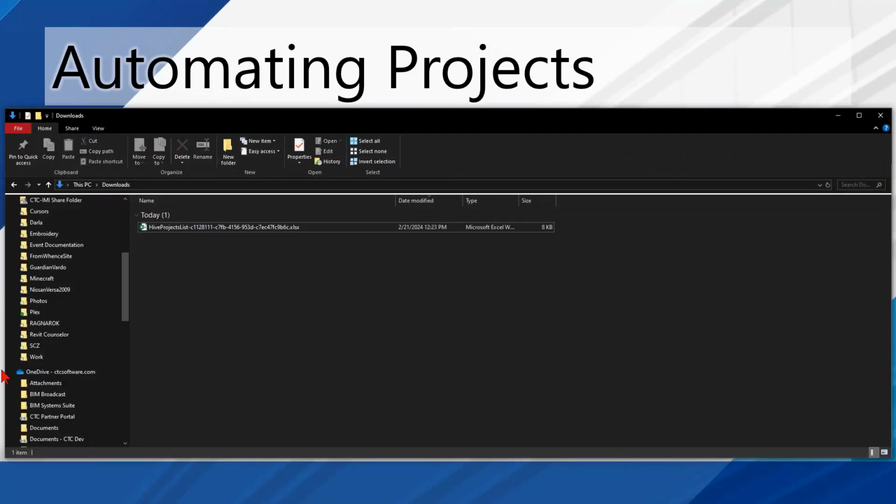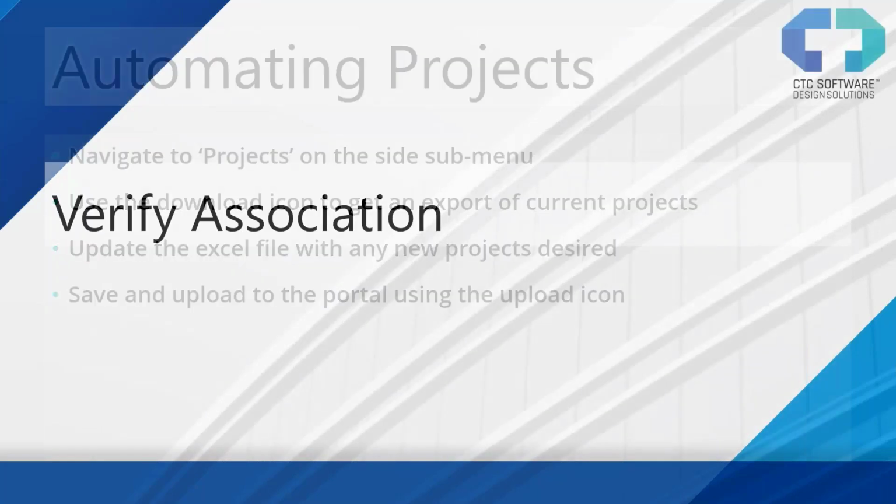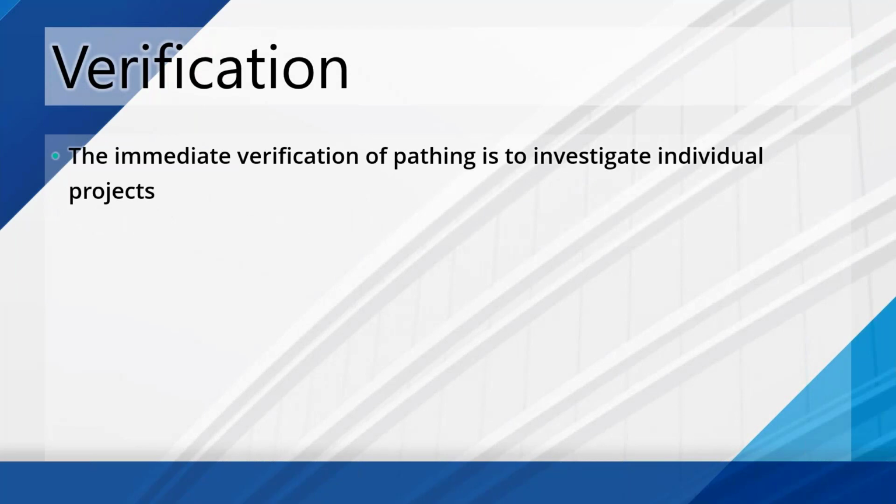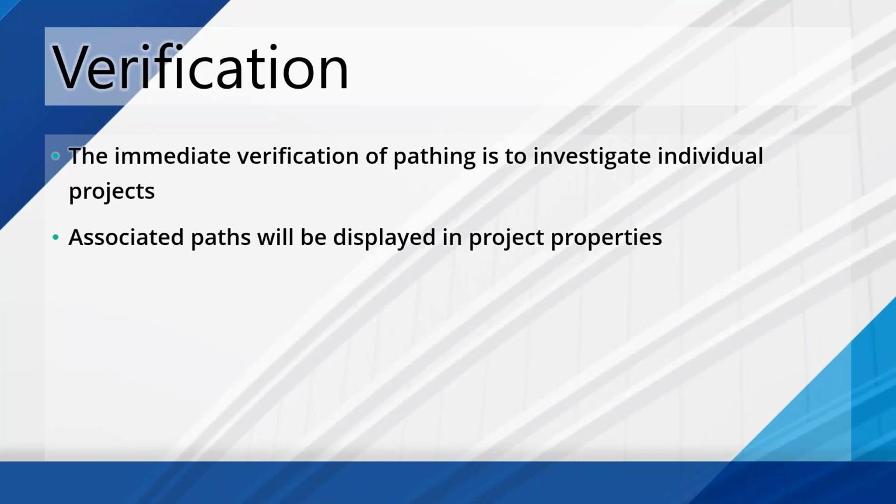Okay, that's how you can do some automation. And we already talked a little bit about the verification of the association of those paths, right? You can go into the project and you can verify those. All right, but there's a couple of other things you can do. If you want to do that immediate verification I just mentioned, you can go into the project. You can verify the paths immediately. They will be displayed automatically once you do that association of paths. They will be displayed to those projects in the project's properties.